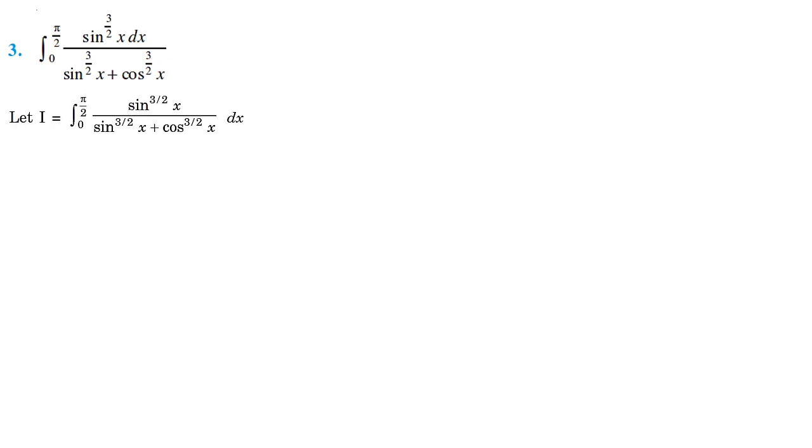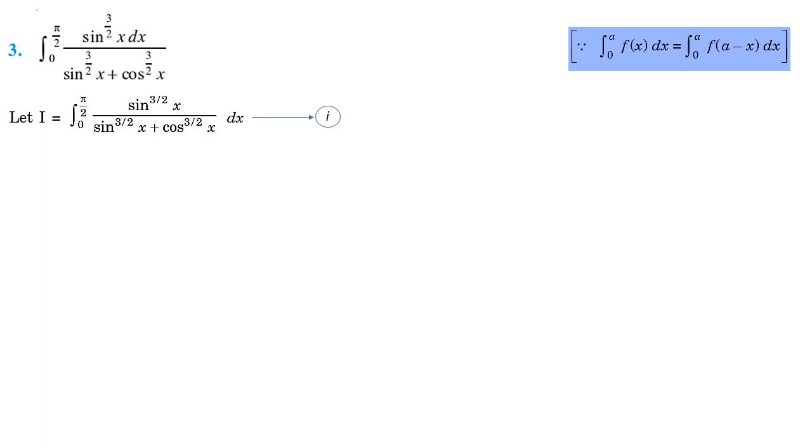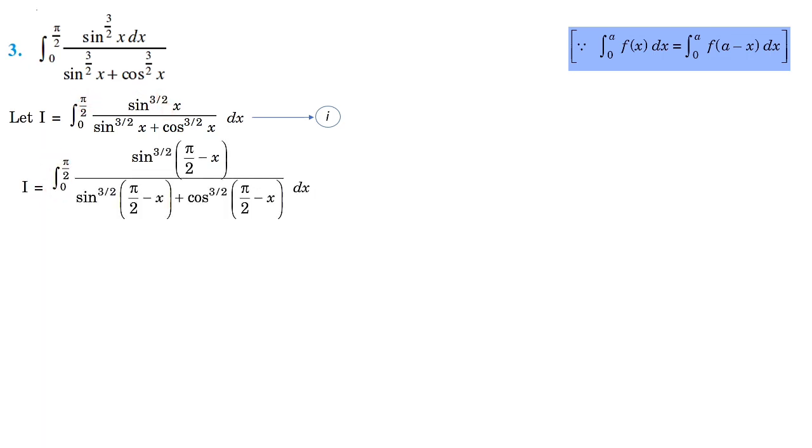As before, write it as I and label it as equation number 1. Then apply the property: integral 0 to a f of x dx is equal to integral 0 to a f of a minus x dx. This x should be replaced and written as a minus x. Here a is pi by 2, so pi by 2 minus x. So I is equal to integral 0 to pi by 2 sine power 3 by 2 of pi by 2 minus x, and the denominator also the same: sine power 3 by 2 of pi by 2 minus x plus cos power 3 by 2 of pi by 2 minus x.